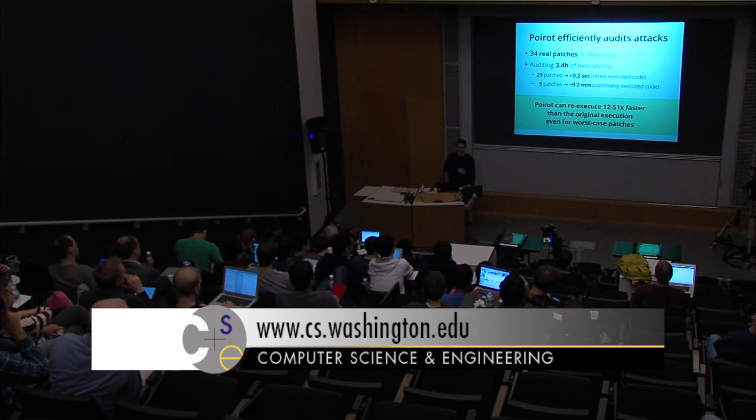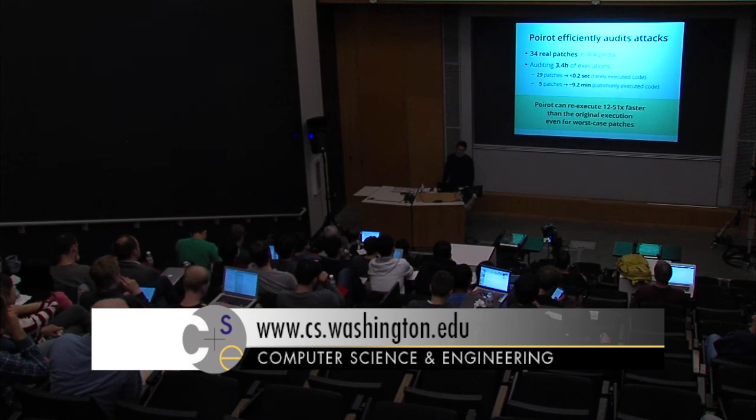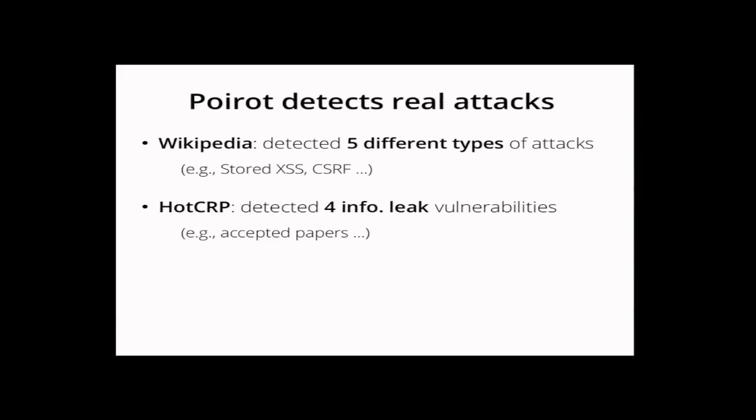For the rest of the patches that require re-execution of the entire request, it took about 10 minutes. It means that Poirot can re-execute 10 to 50 times faster than the original execution, even for worst-case patches that require us to re-execute everything. Also, Poirot detects real attacks. Poirot could detect 5 different types of attacks in Wikipedia, and Poirot could detect 4 information leak vulnerabilities in Hackweb.